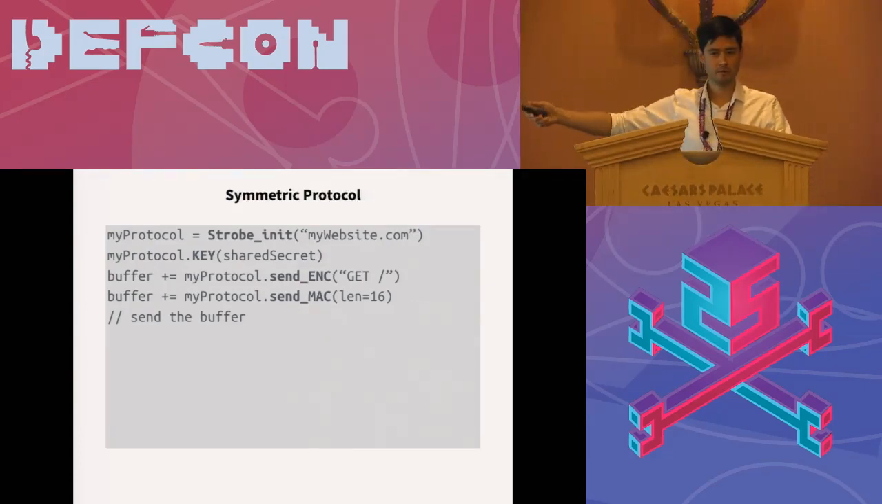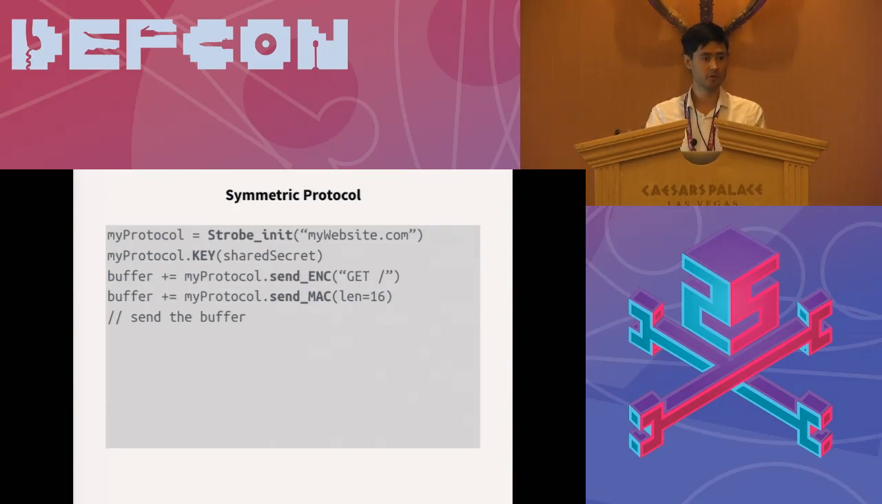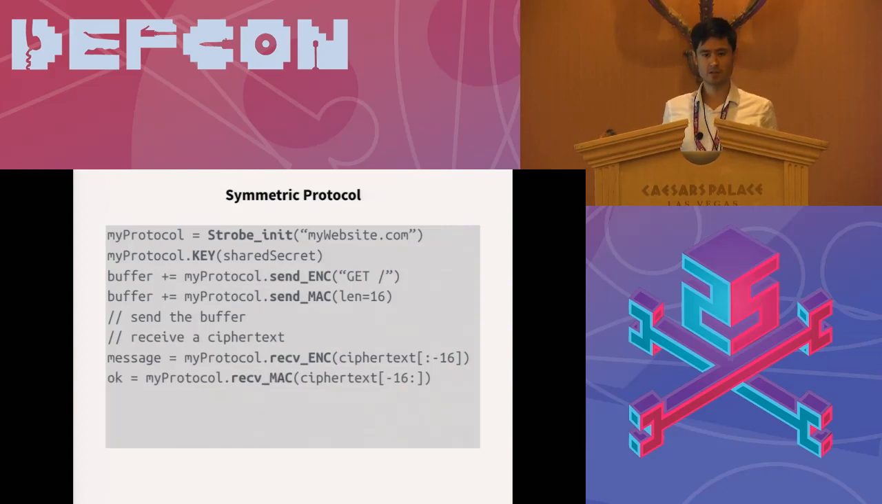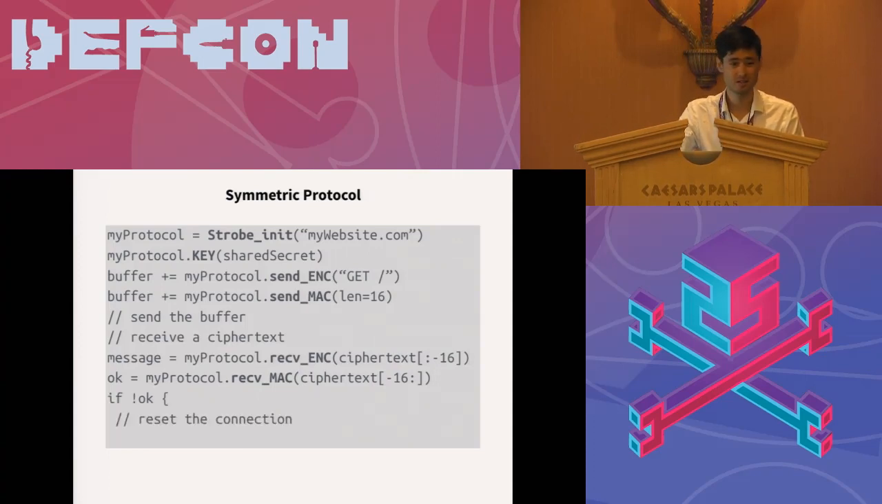And the server receives that. The server on the other side would do something similar, but the inverse of those functions. Now you receive an answer from the server, and this is the inverse of the function. You would do the receive encryption, and you would keep the last 16 bytes as the tag. So you would use the receive MAC on the last 16 bytes, and you would make sure that the MAC is okay. And if it's not, I don't know, you reset the connection, you crash. That's not a good idea, but you could do different kinds of things.